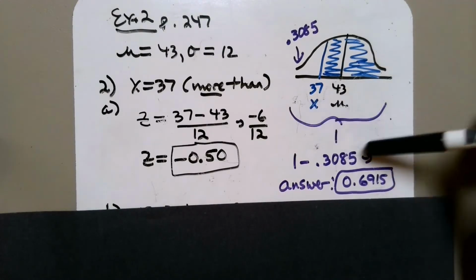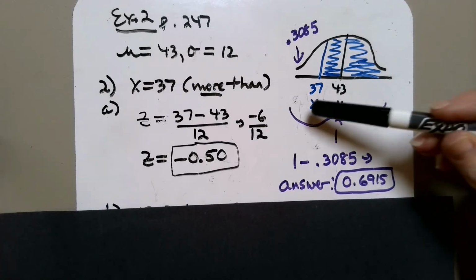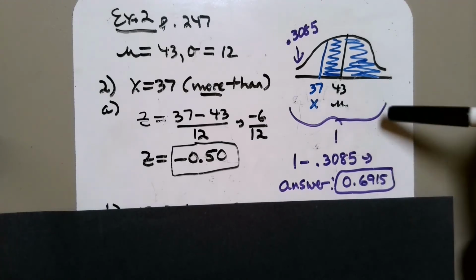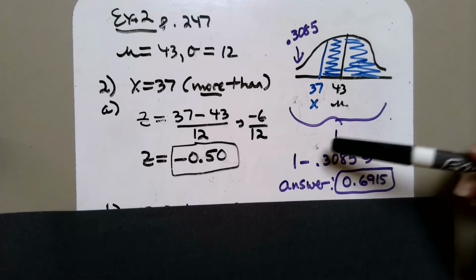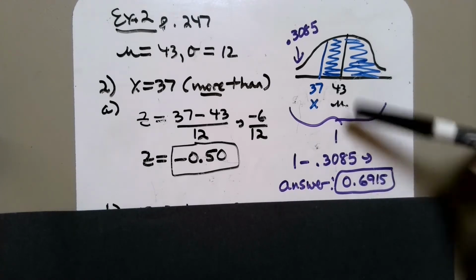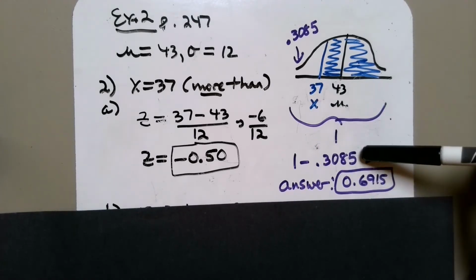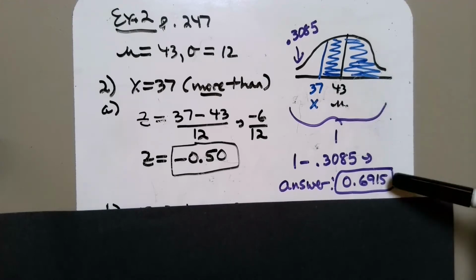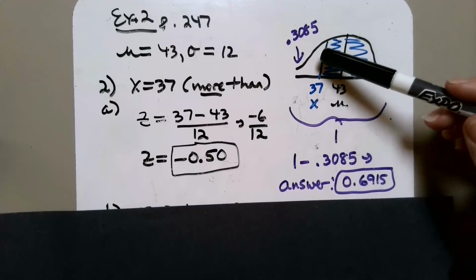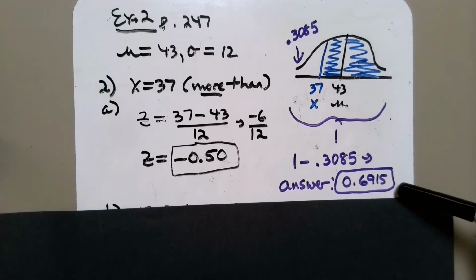So we have to use the idea that the total area under the curve is always 1 or 100%, and subtract: 1 or 100% minus the unshaded part in the left tail, 0.3085. That's going to give me the area to the right. That's basically what you always do if you want area to the right: 1 minus that area to the left that's unshaded. That gives me an area of 0.6915.